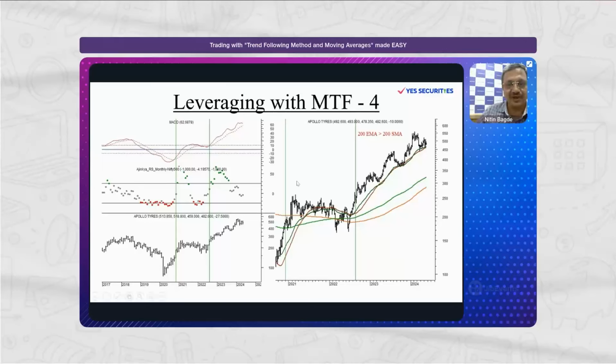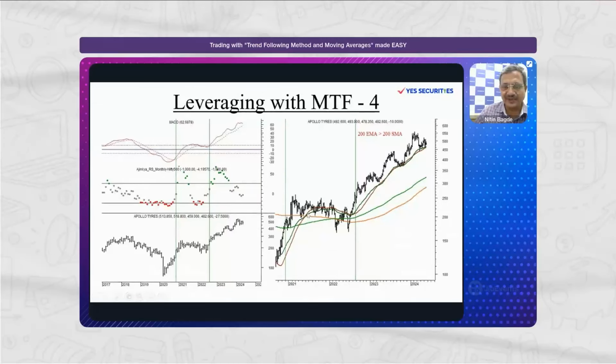So I was talking about MTF. Now, in late 2020, when the crossover in MACD happened, it was a time to buy delivery. From that point of time, this is late 2020, the first green line. From here, we see that the 34 moving average is below the 200 moving average. So here one cannot buy MTF.